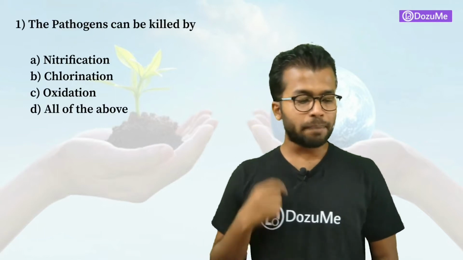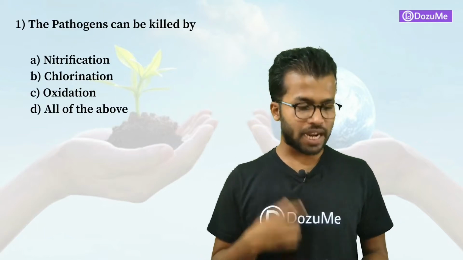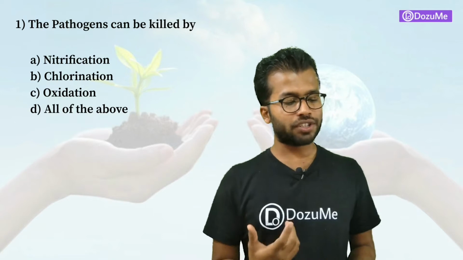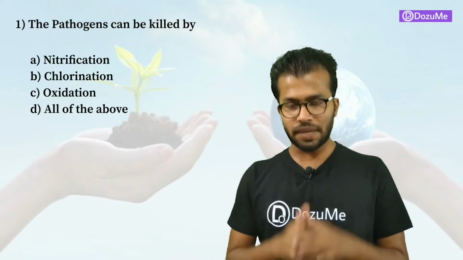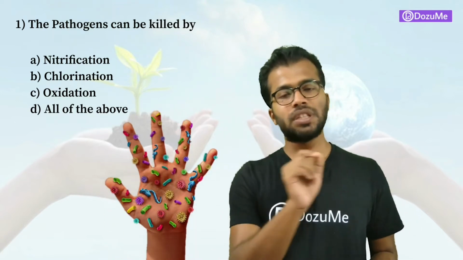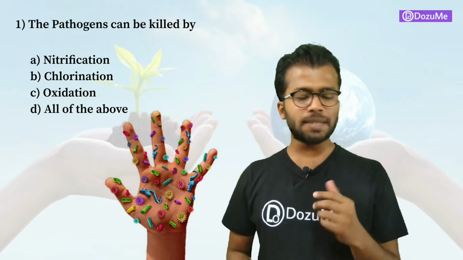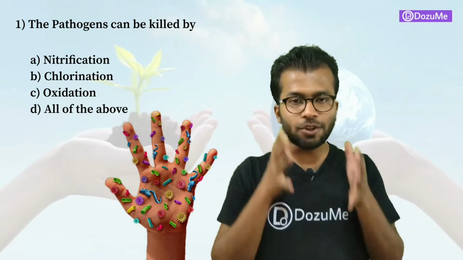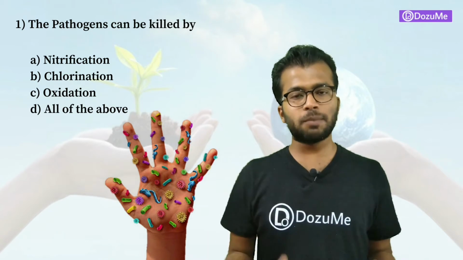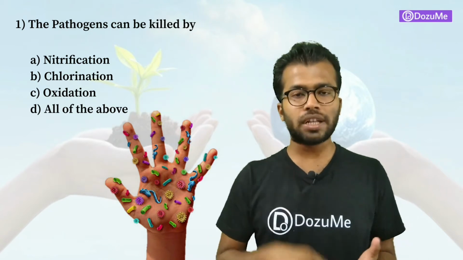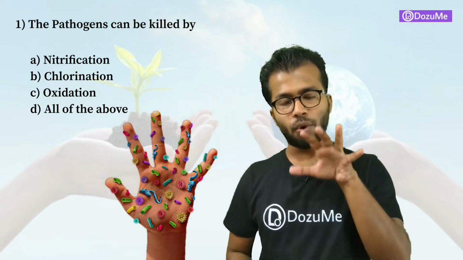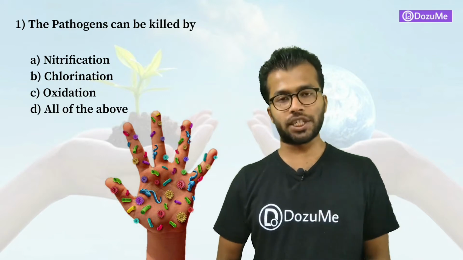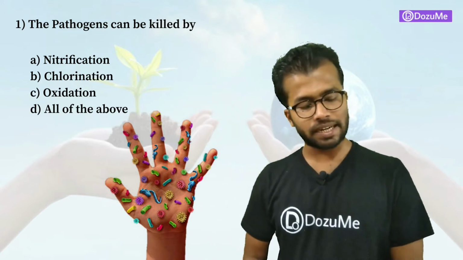Question number 1. The pathogens can be killed by nitrification, chlorination, oxidation, all of the above. If you know the answer, comment it with the specific question number. So what is a pathogen? Pathogens are a kind of bacteria which are mainly responsible for waterborne diseases like cholera and typhoid, and they can only be treated by chlorination. So option B will be the correct answer.